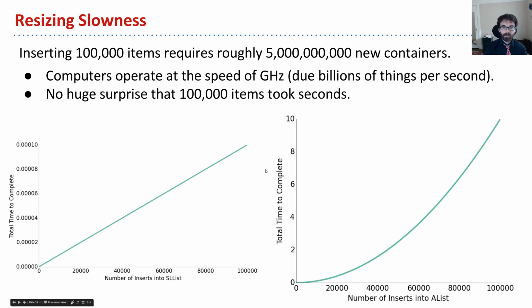constant is a line. By contrast, if we look at the A-list, which is much slower, and the focus of our attention right now, and thus we get a bigger font, what we see is that it's actually a parabola. So inserting 20,000 items is not nearly as slow as 100,000 items. And in fact, inserting 100,000 items, if we do the exact same Wolfram Alpha type trick, we'll see it's around 5 billion new containers, new memory boxes. That's a lot. And since computers operate at the speed of around gigahertz, that is, they do about 1 billion things per second, it's no big surprise that inserting 100,000 items took seconds. So if you think 5 billion divided by 1 billion, it's around 5 seconds.